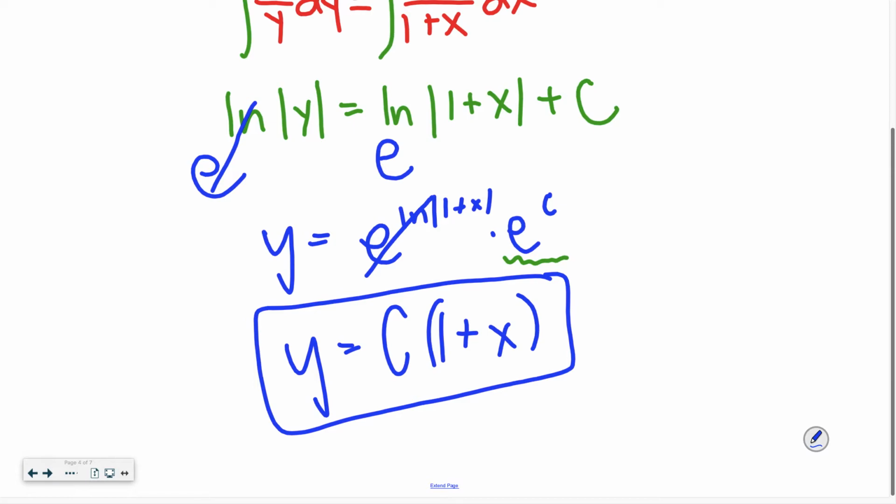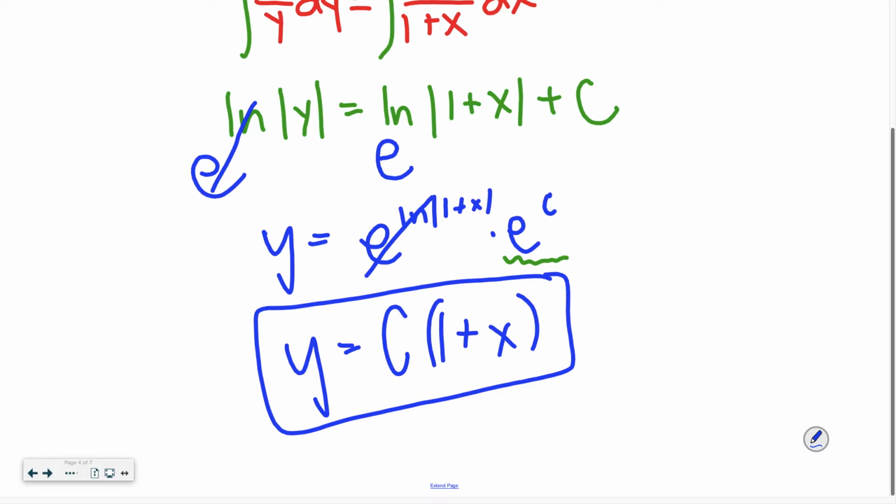Questions about that? This right here, e to a power, will pop up quite a bit. So if you have questions about how we separated this and rearranged it, I need you to ask me. Yes? How did you get e to the c?